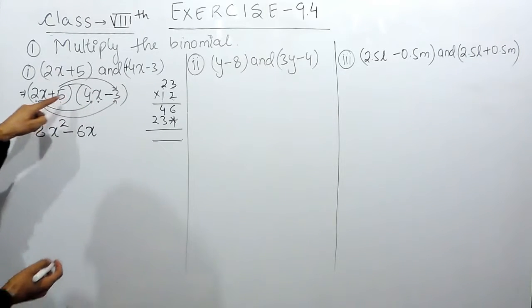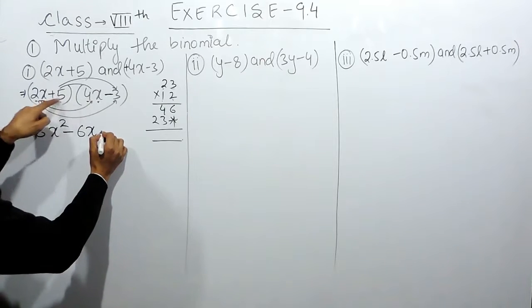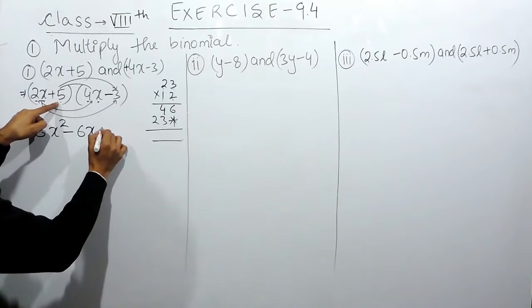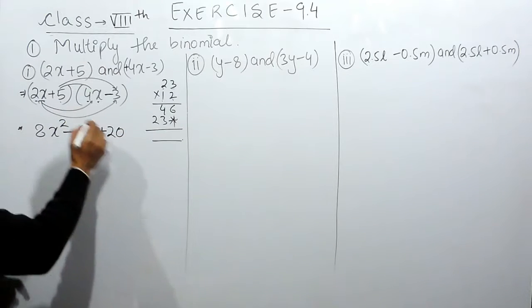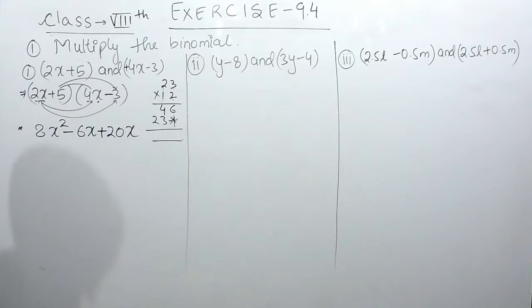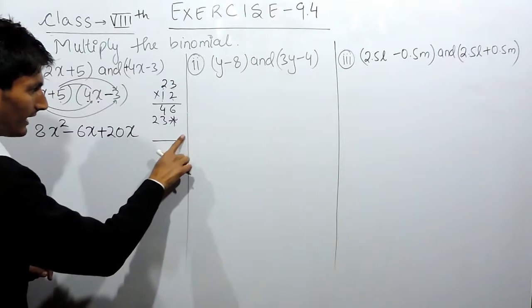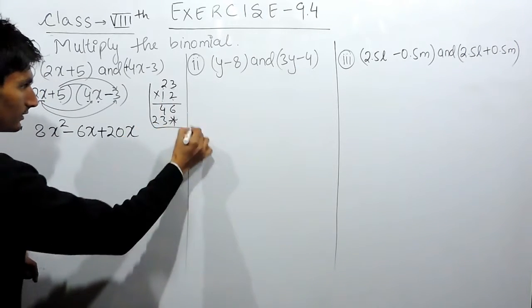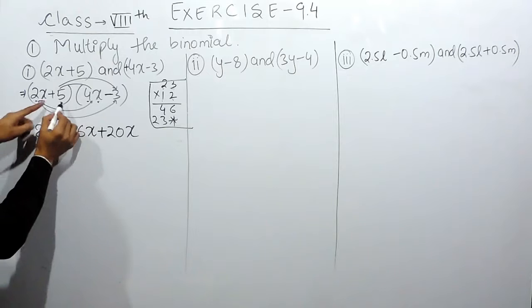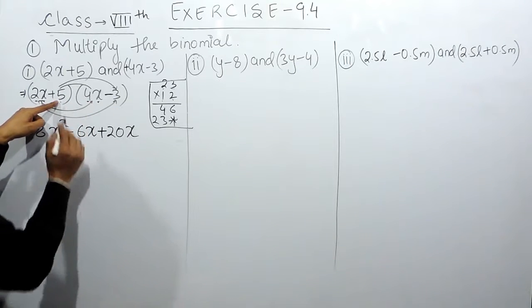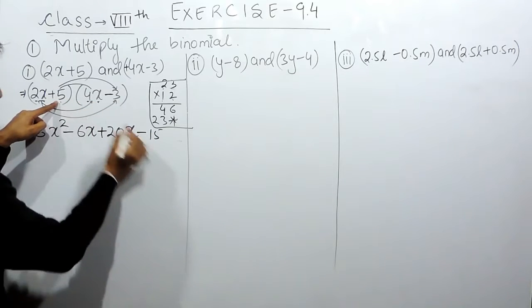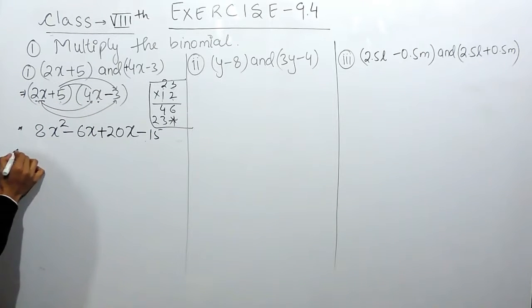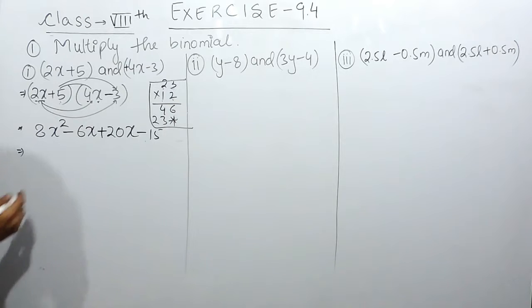So 5 multiplied by 4, because these two having positive sign, this will become positive, and 4 multiplied by 5 is 20 with x. And at the last, this is another thing. And after that you have to multiply 5 with 3. So this will be minus 15 because plus minus is minus. So you can further solve this.